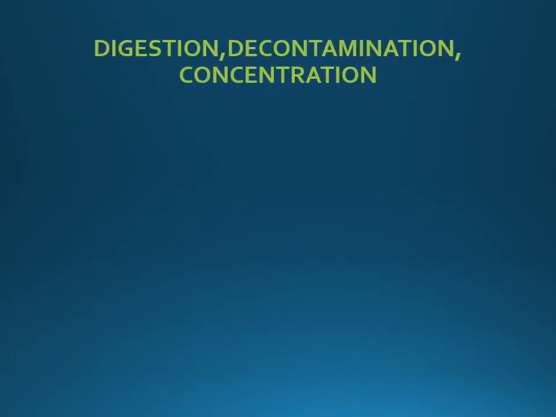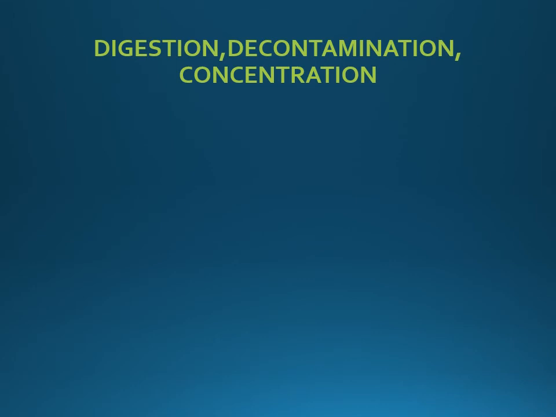Then digestion, decontamination, concentration. When we have a sample for tuberculosis, we have to digest it, we have to decontaminate. Digestion means we are liquefying the sample, like the sputum sample, which is very thick, so we have to liquefy these samples. We have to decontaminate it, because normal flora, normal bacteria could be there, which could hamper its growth. They can overgrow the media, like the Lowenstein-Jensen media, and we are not able to isolate the Mycobacterium tuberculosis.